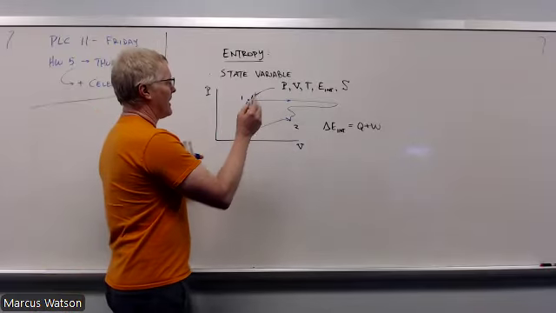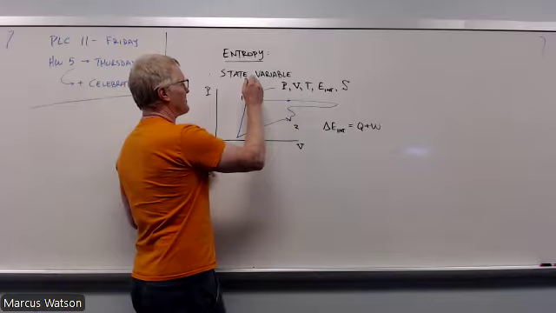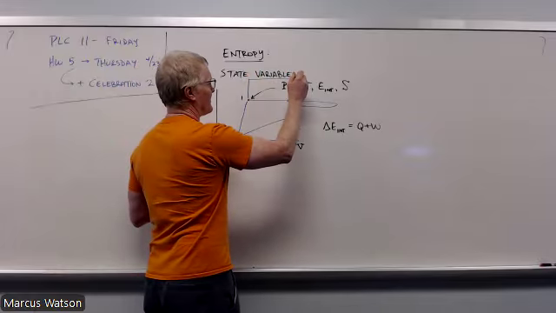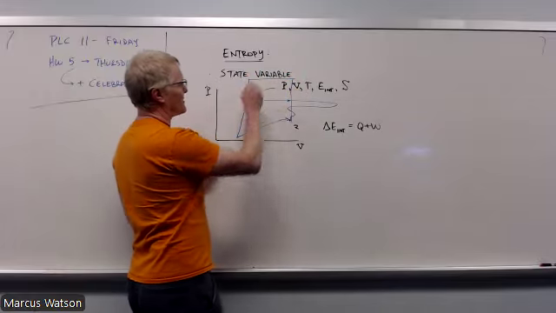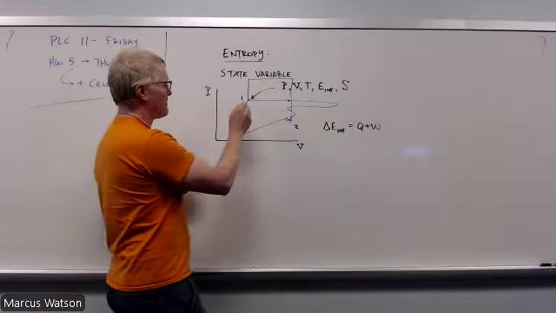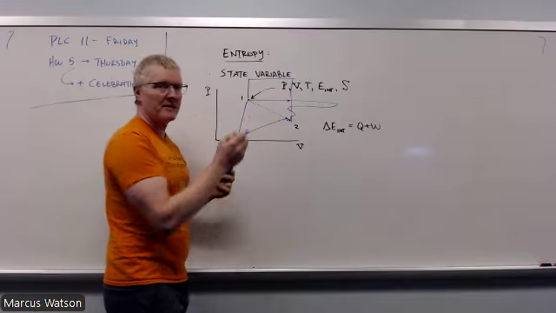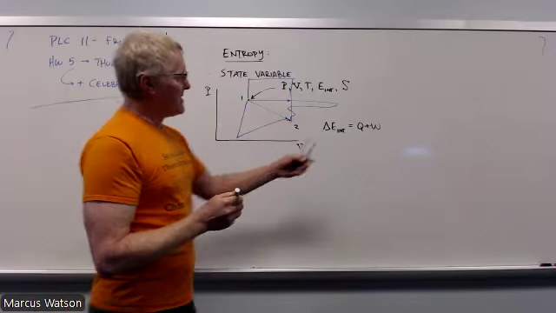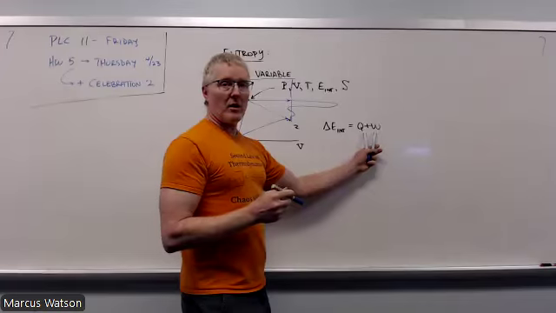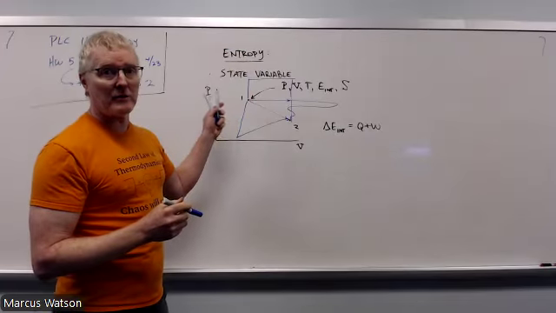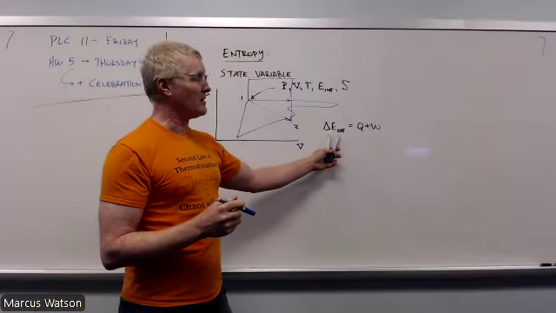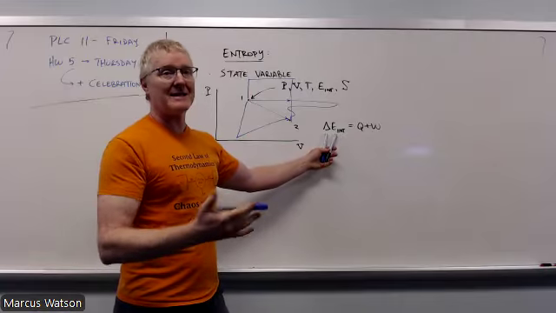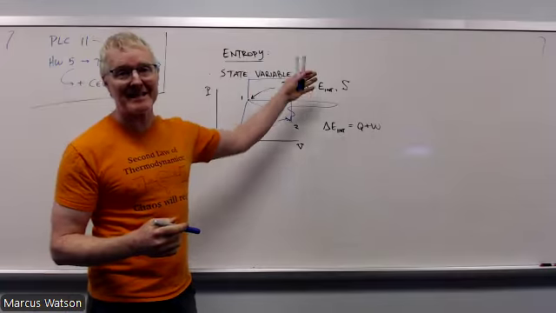And you could also just do something pretty straightforward, like come over like this and go down like this. There's a whole different amount of work done by that path than if I had just gone straight. These two, Q and W, are therefore dependent on how I go from 1 to 2, but delta E internal is not, and likewise, neither is delta S.